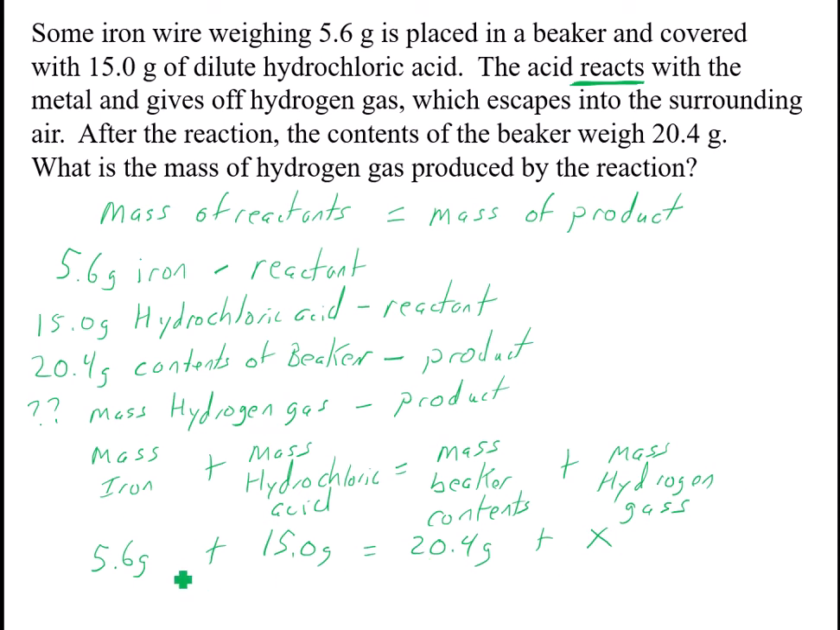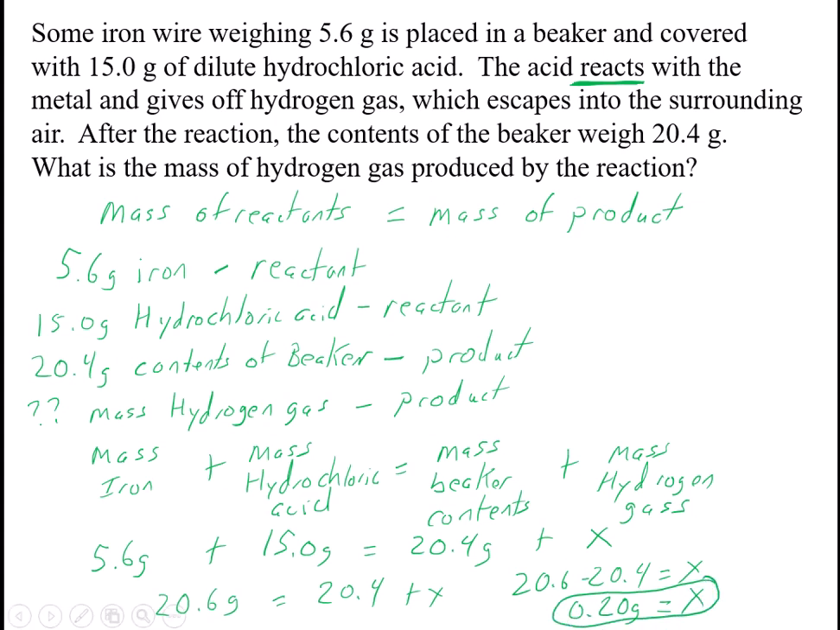So when I add these two together, I get 20.6 grams is 20.4 plus X. I need to subtract 20.4 from each side, so I have 20.6 minus 20.4 is equal to X. So 0.20 grams is equal to X. And that is my overall answer. And this is the end of this video.